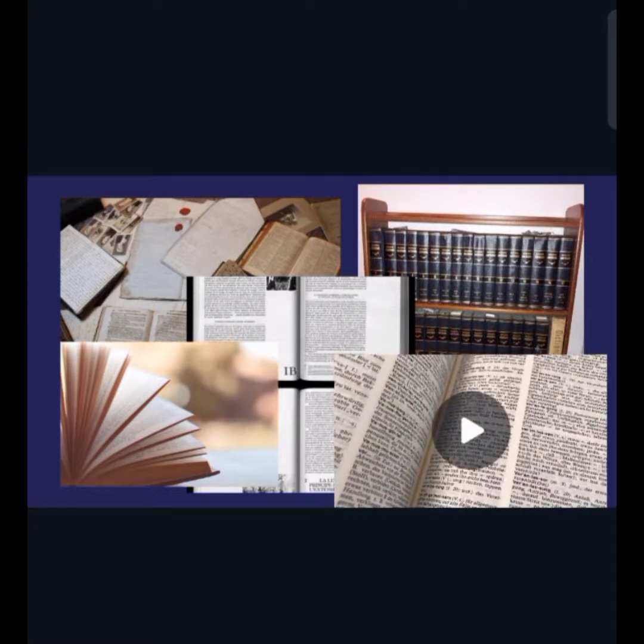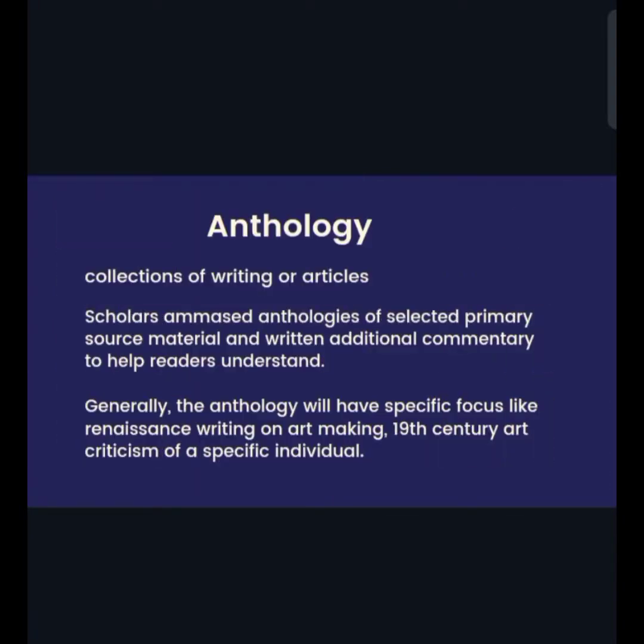Luckily, there are other ways to access primary source information without going to an archive. Primary source information can be copied and made available in other publications, letters, diaries, journals, and newspapers. Additionally, these reproductions can be in academic databases as well as educational and commercial websites. One of the easiest ways to access primary source material without going to an archive is to use an anthology, which is a collection of writing or articles.